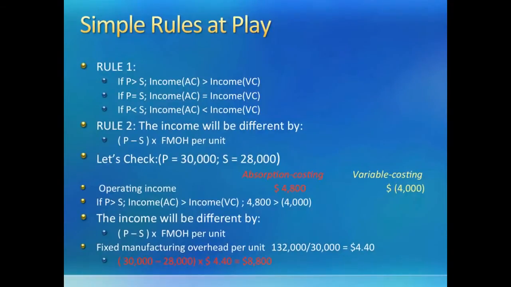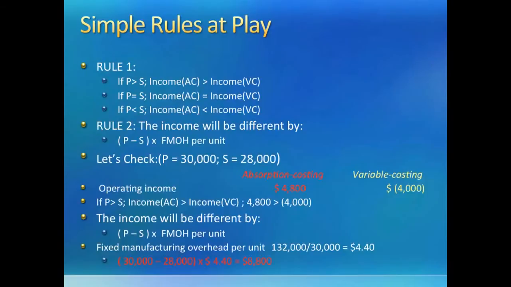There are two simple rules at play here. Under the first rule, if production is bigger than sales, then income under absorption costing will always be bigger than income under variable costing. If production is equal to sales, income under the two methods would be equal. If production is smaller than sales, then income under absorption costing would be smaller. This rule tells us if the income under one method is going to be higher or lower. It does not tell us how much it is going to be different by. This is given to us by Rule 2.